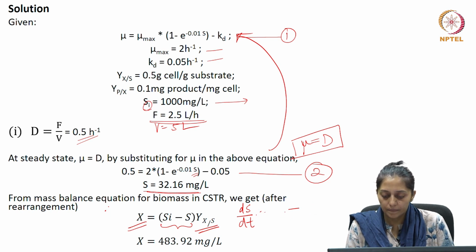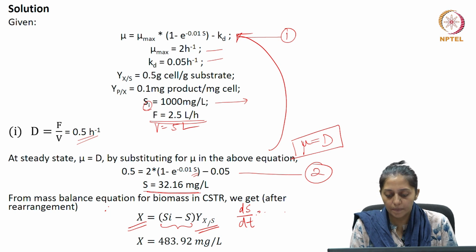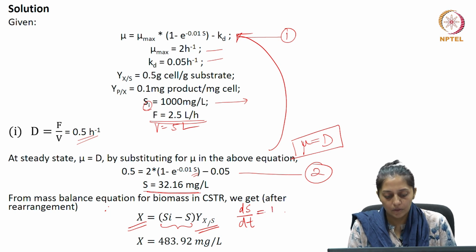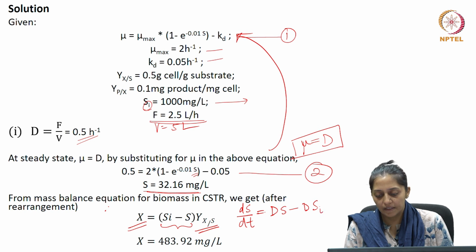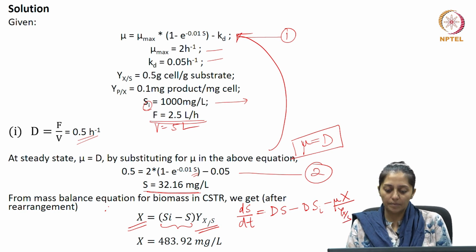Let me read it again. So, dS/dt will be equal to D (the dilution rate) times (Si minus S), minus mu x if suppose is the biomass produced. So, this is the growth rate divided by Yx/S. So, this becomes the substrate consumption rate.